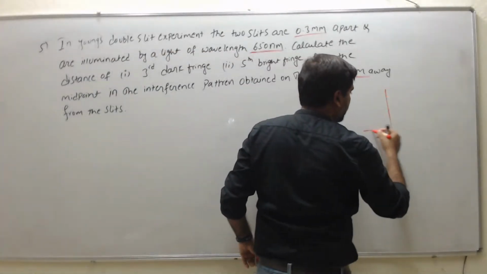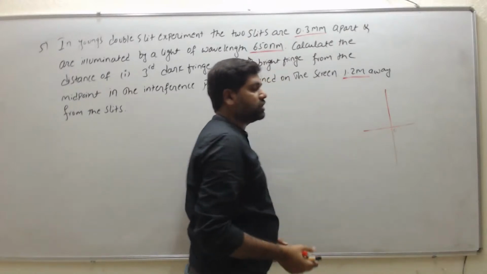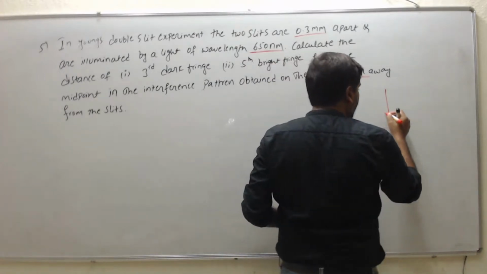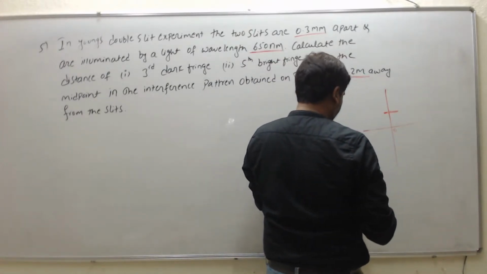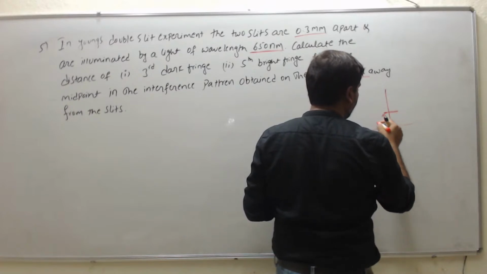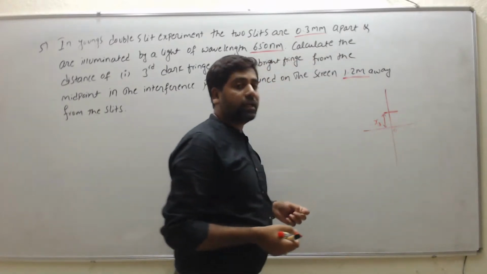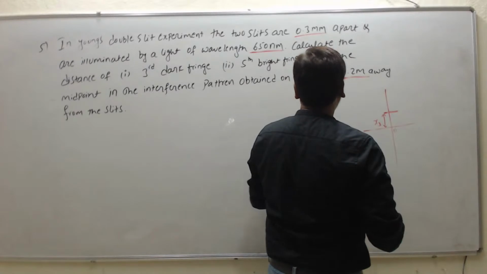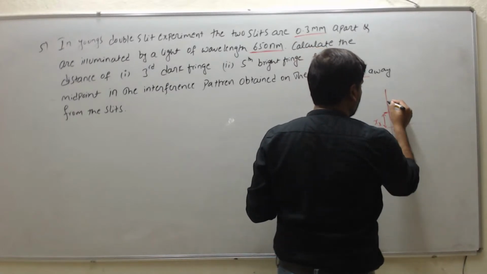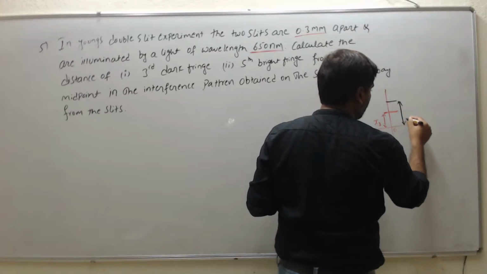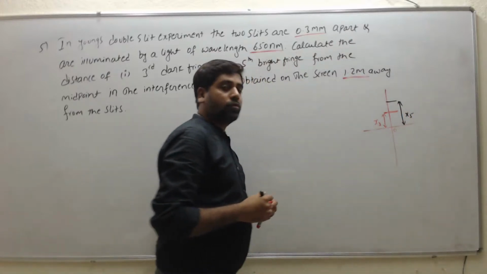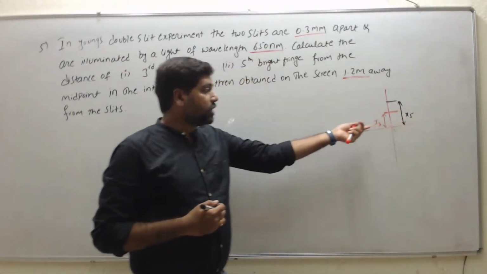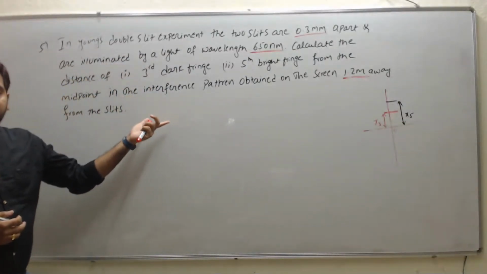So here the midpoint means the central maximum, that is if we consider O is the central, so this one is the bright fringe. So from here we are going to calculate x3, that is the third dark fringe, and second we are going to calculate the fifth bright fringe, that is from the center also. This is x5. So in the last problem we found the formula for the bright fringe, that is xn is equal to n lambda D divided by d.